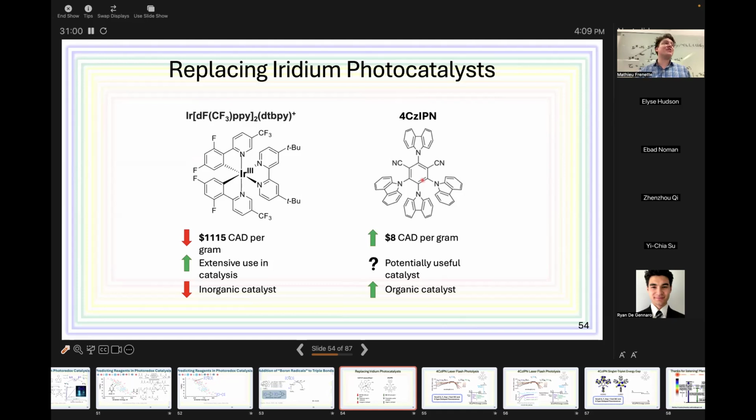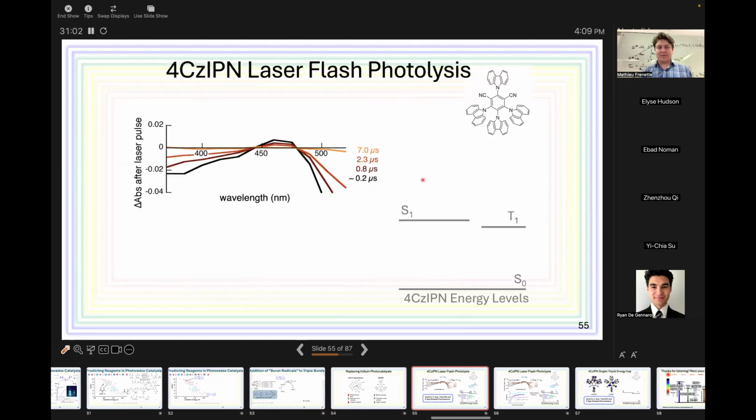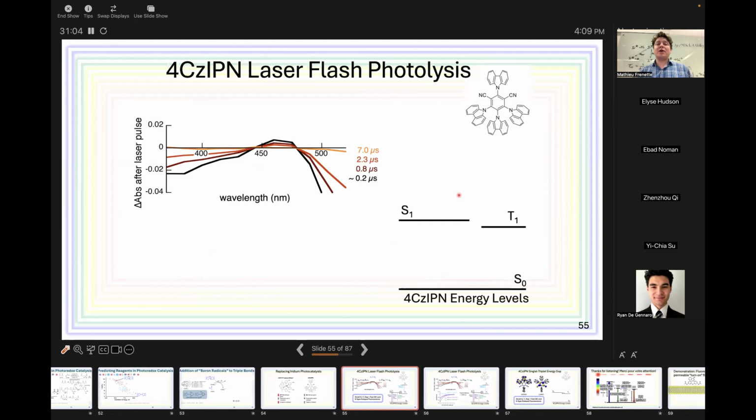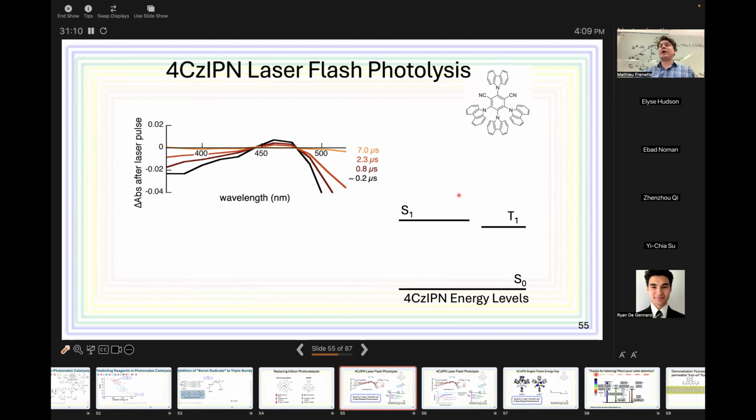So let's go and understand why that works. It works because it goes to the triplet. It's not trivial to have a molecule that doesn't have a bunch of iodines around or a bunch of heavy metals around to go to the triplet. But this molecule here is able to do so. And I'll try to explain to you why.